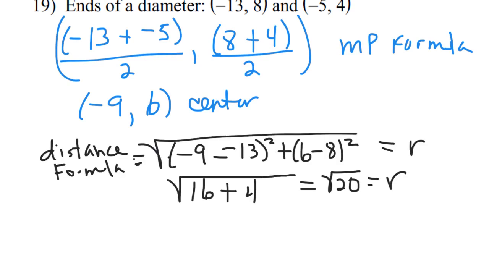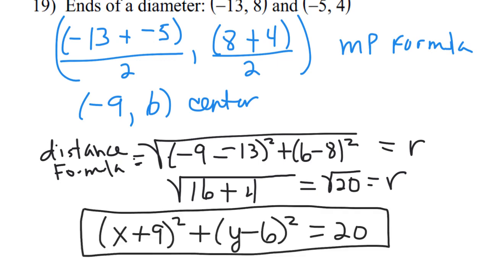All right, so I've used the distance formula to find the radius. The radius is square root of 20. And I don't need to bother with simplifying that radical, because when I write my circle equation, I'm going to be squaring r anyway. So now I'm ready to write my equation because I know my center and I know my radius. All right, so my equation is (x plus 9) squared plus (y minus 6) squared equals 20.